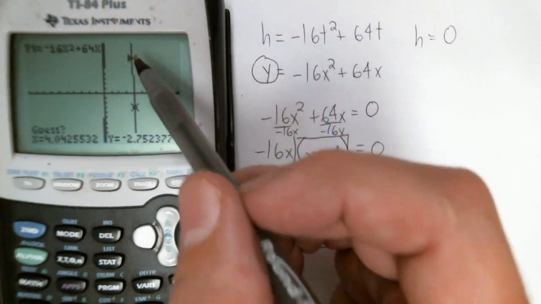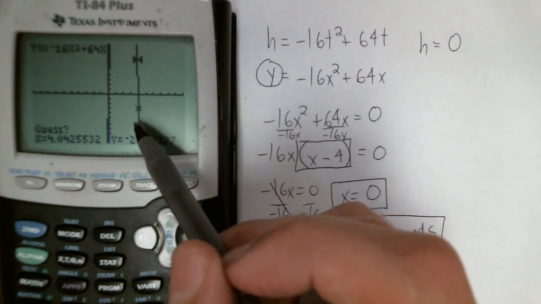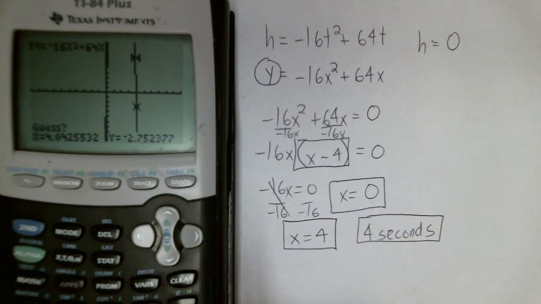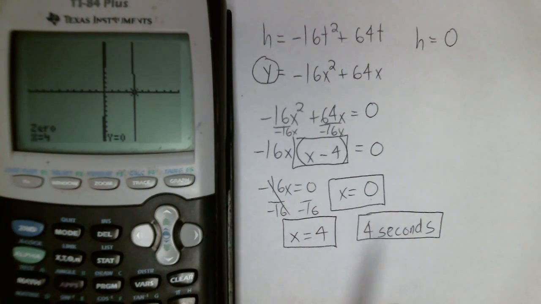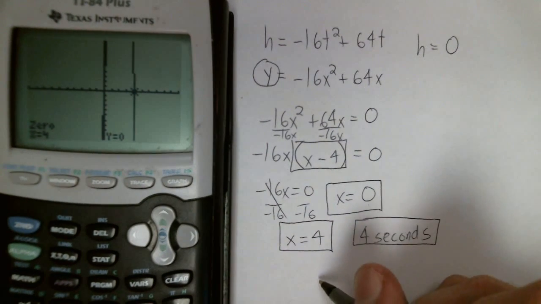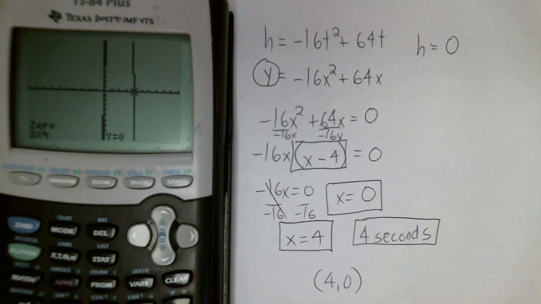I'm bracketing that spot and this spot, and I'm telling the calculator I want you to find the intercept between these two bounds that I just gave you. So I'm going to press enter for a third time, and lo and behold, my calculator spits out 4, 0. Okay, but that's not the answer. The answer to this question is not 4, 0.